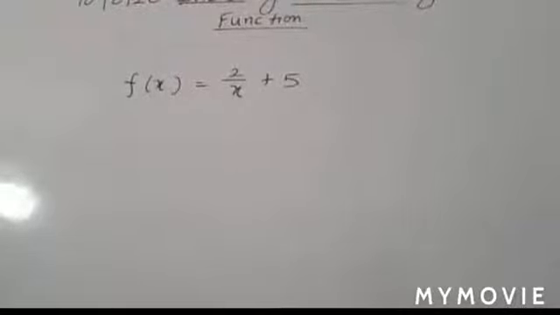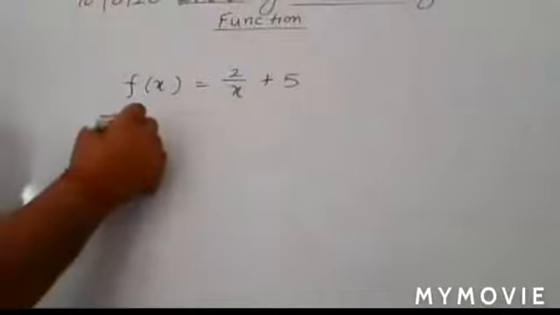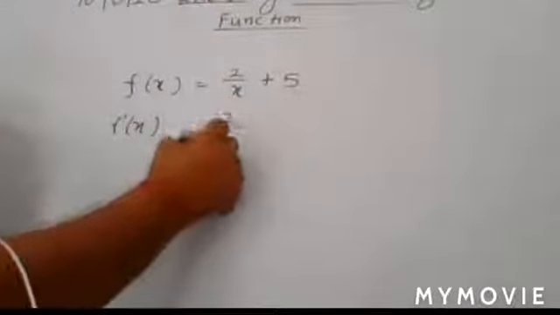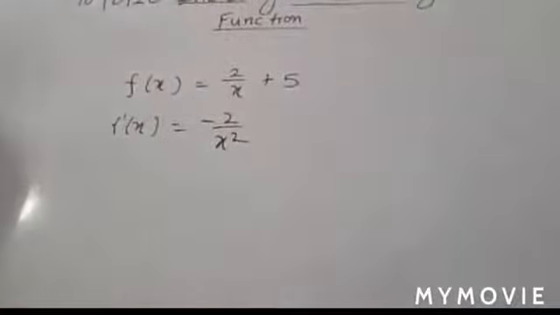Okay, so how you prove that it is strictly decreasing? So first of all, you differentiate your given function. You find the value of f'(x). So the value of f'(x) is equal to minus 2 upon x square. You can write in this way. Understand? So this is the value of its derivative.